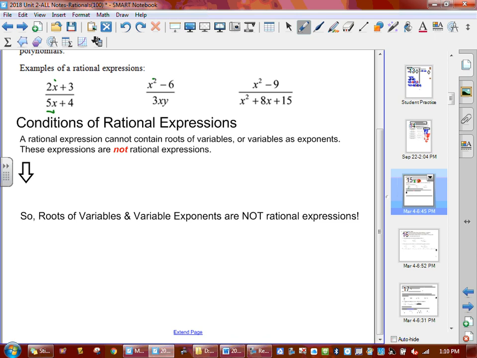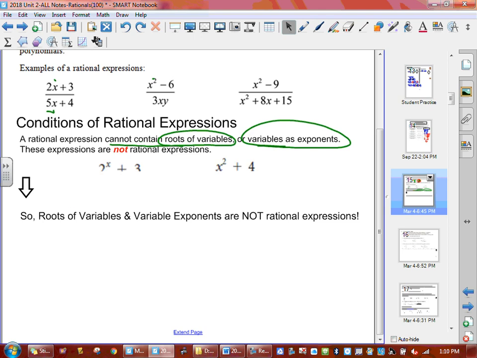So it says it cannot contain roots of variables or variables as exponents. Because if we have a variable as an exponent, we're back to unit 1, that's an exponential equation. Okay? We don't want those. So these are the types of examples we're avoiding in this unit. So please write these down. So 2 exponent x plus 3, all on top of 4x minus 2.